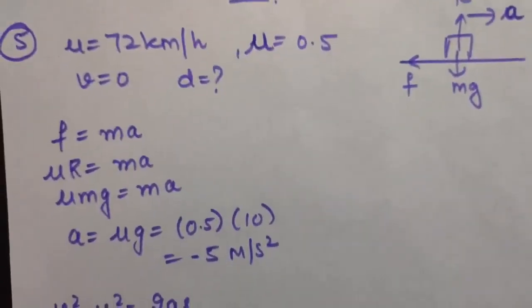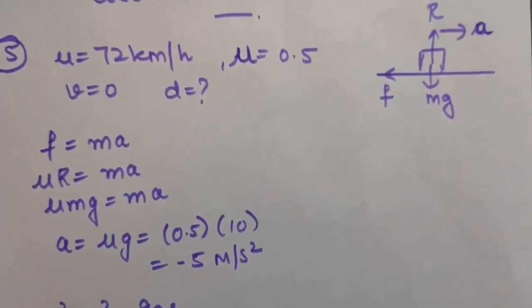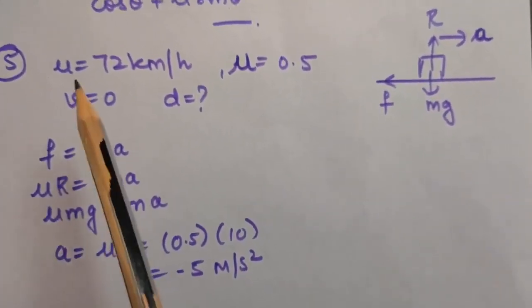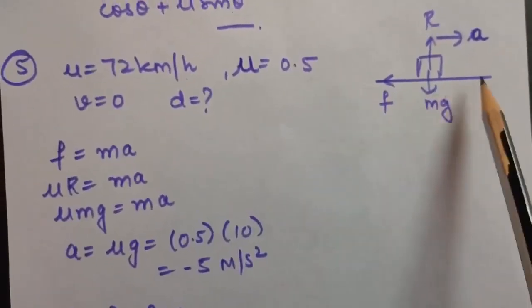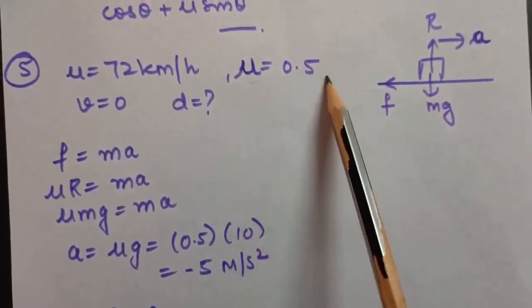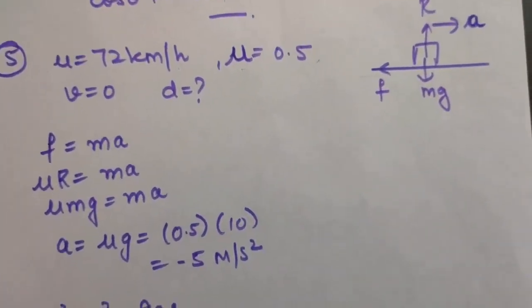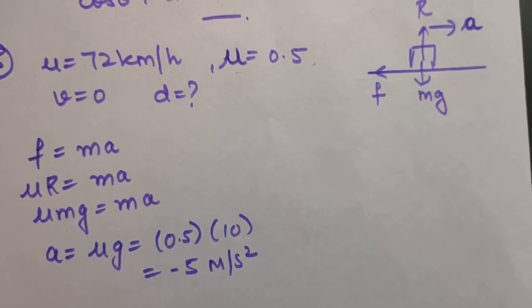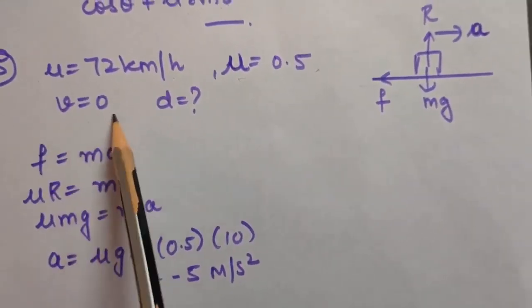Okay, so next is question number 5. In this it is given a car is moving along a straight horizontal road with a speed of 72 km per hour. There is friction between the road and the tires, with coefficient given to be 0.5. Now you have to calculate the shortest distance in which the car will be stopped. That means its final velocity should be 0.